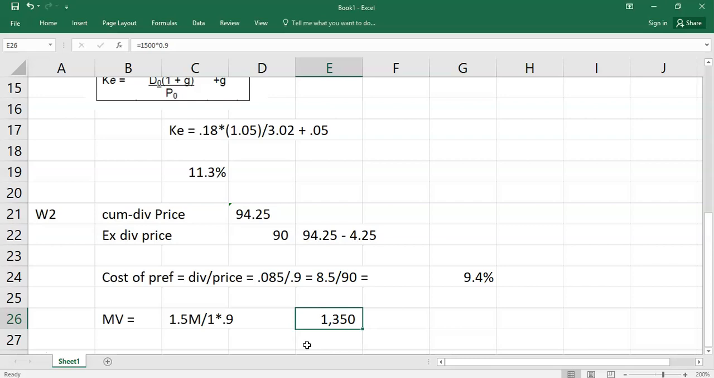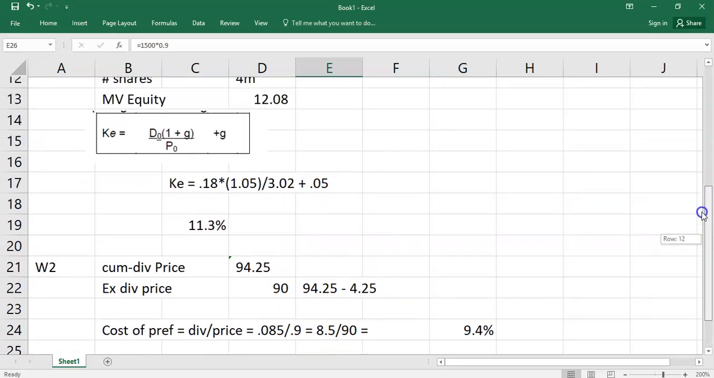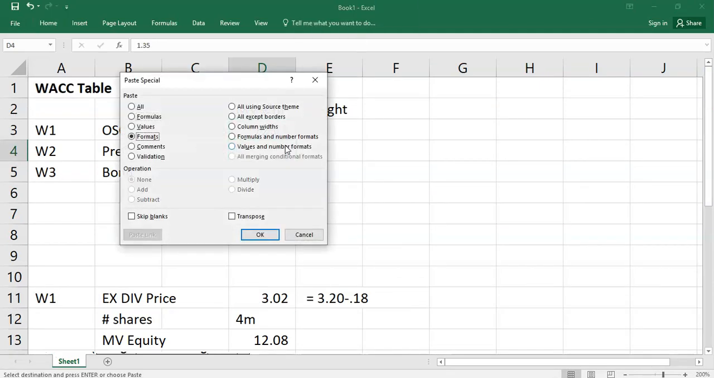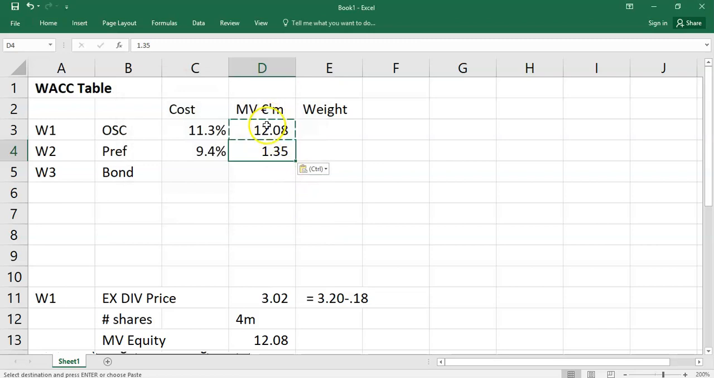That is the market value of the preference shares. They're trading at 90% of their par value, or what we call their nominal value. So that is 1.35. I'll just tidy that up so it's the same. 1.35 million. Because I'm doing this in millions, just watch your notation so you get it consistent.